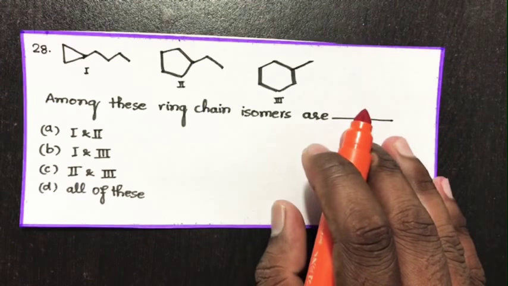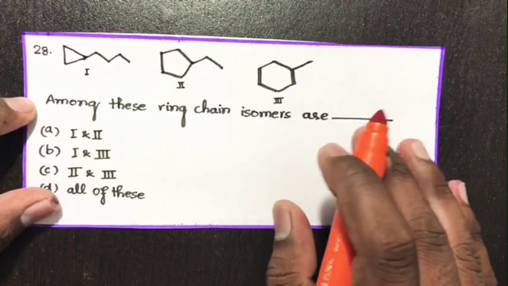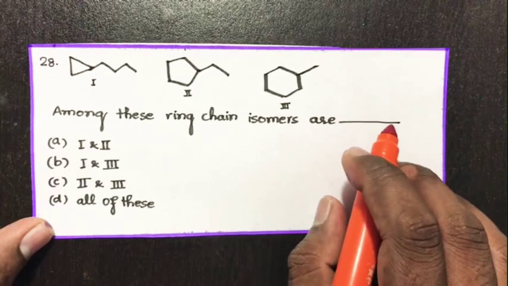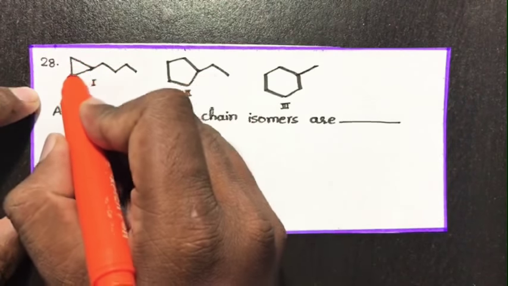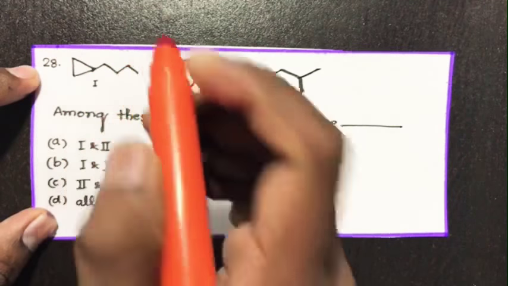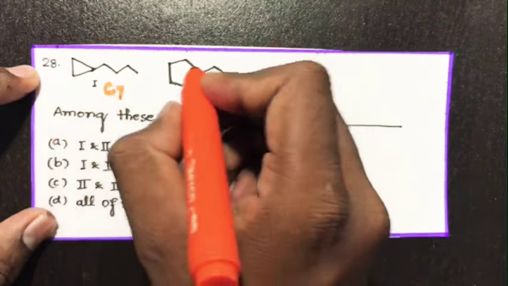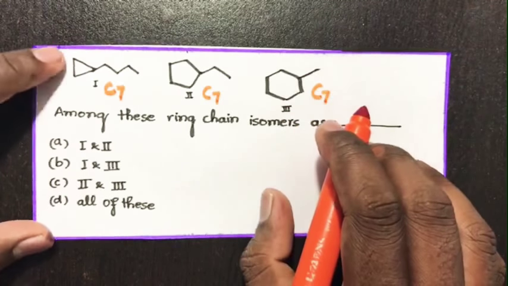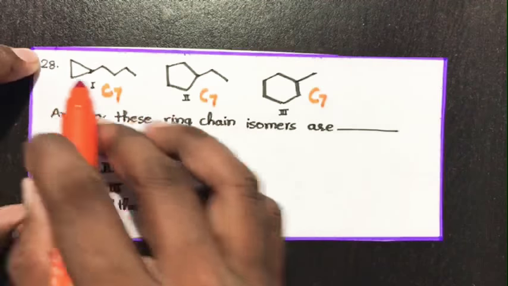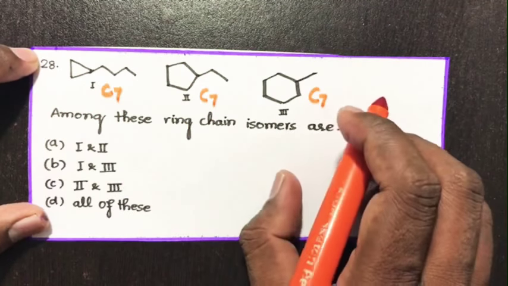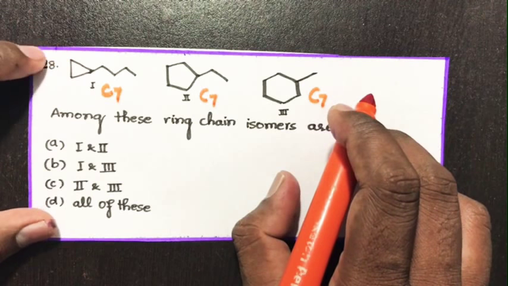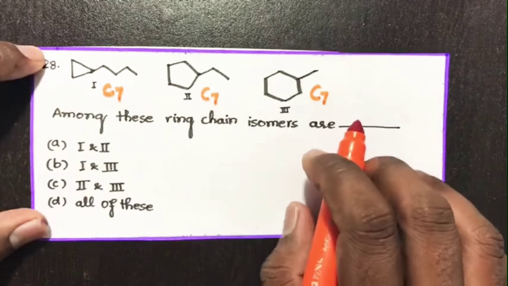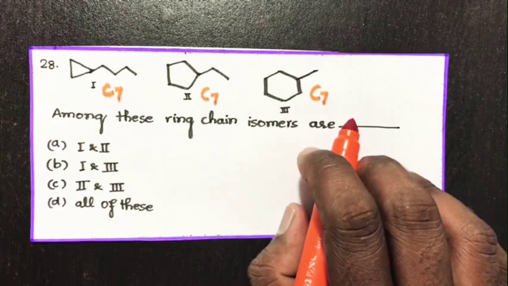Coming to the 28th question. Now again among these ring chain isomers, first let's see, there are 1, 2, 3, 4, 5, 6, 7 carbons in all these. In this case also it is 7 carbons and in this also 7 carbons, and if you look carefully then all have the same DU, and the DU is 1, so the number of hydrogens will automatically be the same for all of these. So the molecular formula for all three is the same.